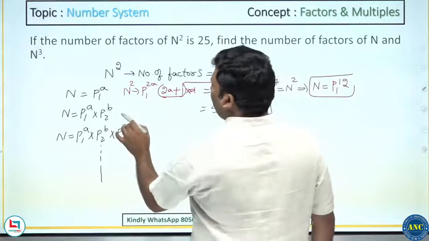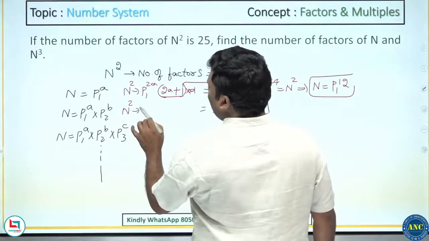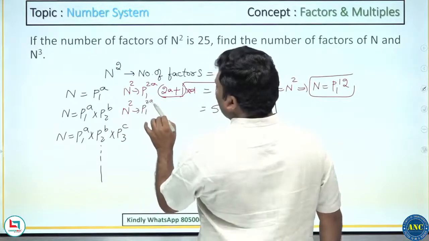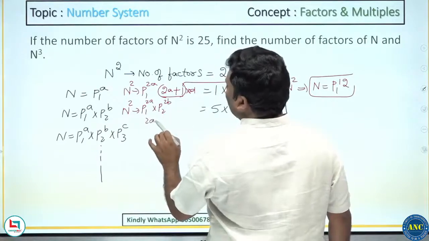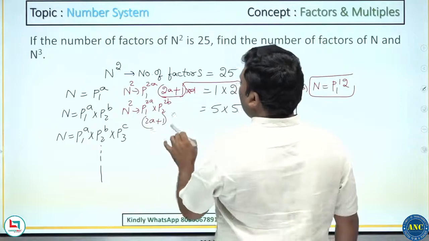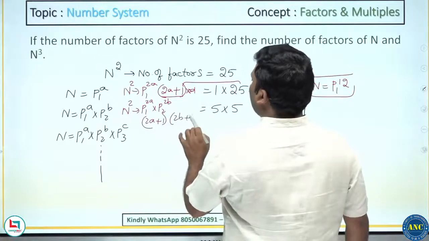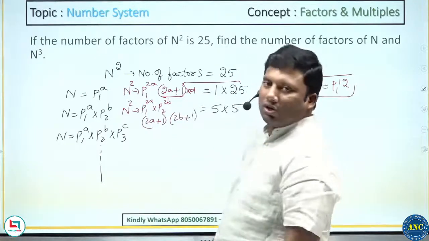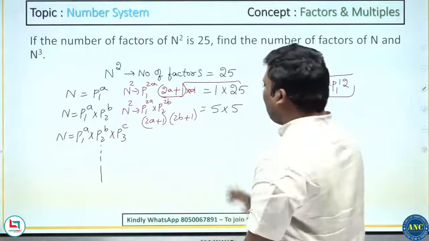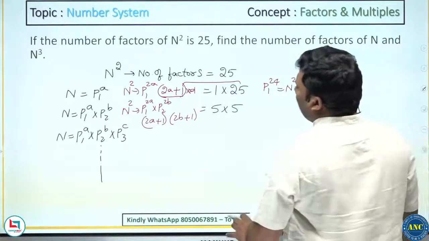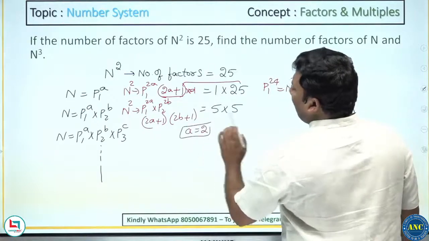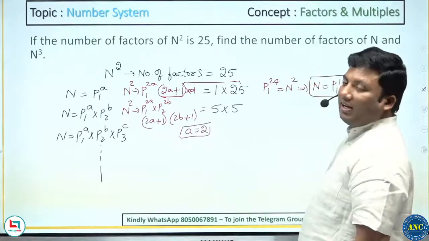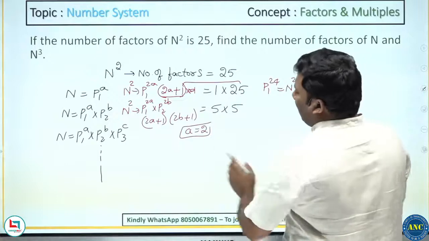For two prime bases, n square will be p1 power 2a into p2 power 2b. The number of factors is 0 to 2a and 0 to 2b. 2a plus 1 is 5, so 2a is 4 and the a value is 2. 2b plus 1 is 5, so the b value is 2.